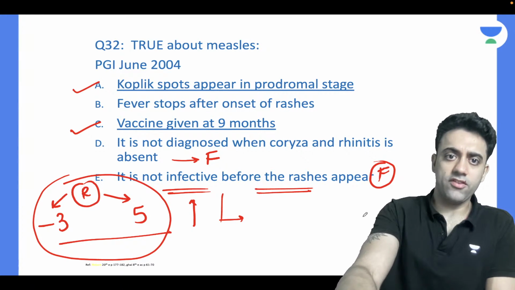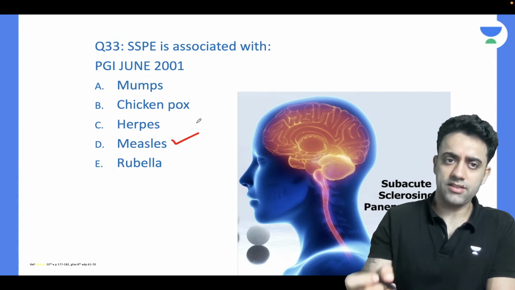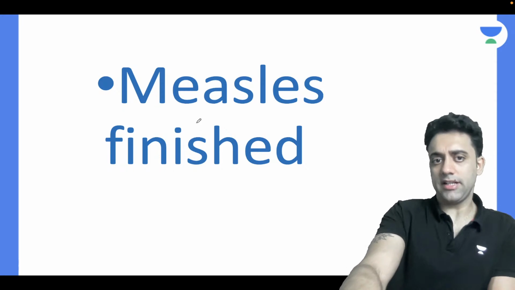Okay, good. Let's move further. Yes, this is very easy, and SSPE is a complication of measles. This we have already done. Next one, yeah, measles finished. Let's continue with our other set of topics.